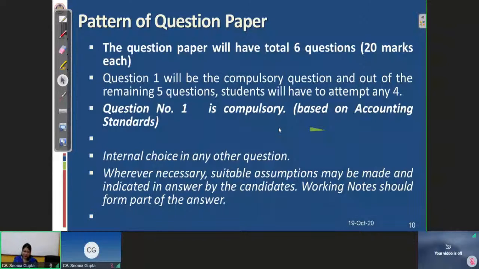Whatever accounting standards are in your syllabus, whether it's the old course, then whatever standards have been prescribed for you, or if it's the new course, then whatever accounting standards are prescribed for you, that you have to study. In each and every paper, old as well as new, question number 1 is a mandatory question. There is no choice in that question. That is a 20 marks question, and you have to attempt that particular question.